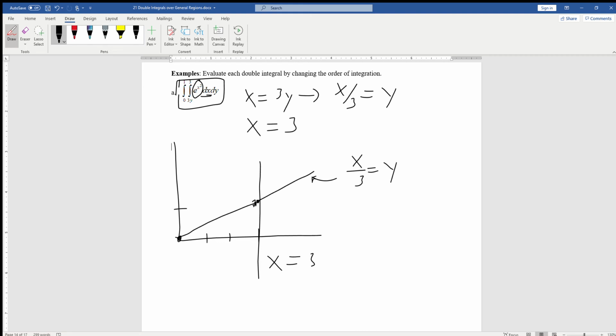What we would like to do is make this into a type 1 region, excuse me, meaning that we're going to go up and down as opposed to left and right. So I want you to notice the new boundaries. We're going to start with y equals 0, and then the upper bound is going to be x over 3 is equal to y. Those are our bounds. And then the x bound is clear. We start at 0, and then we go to the point 3.